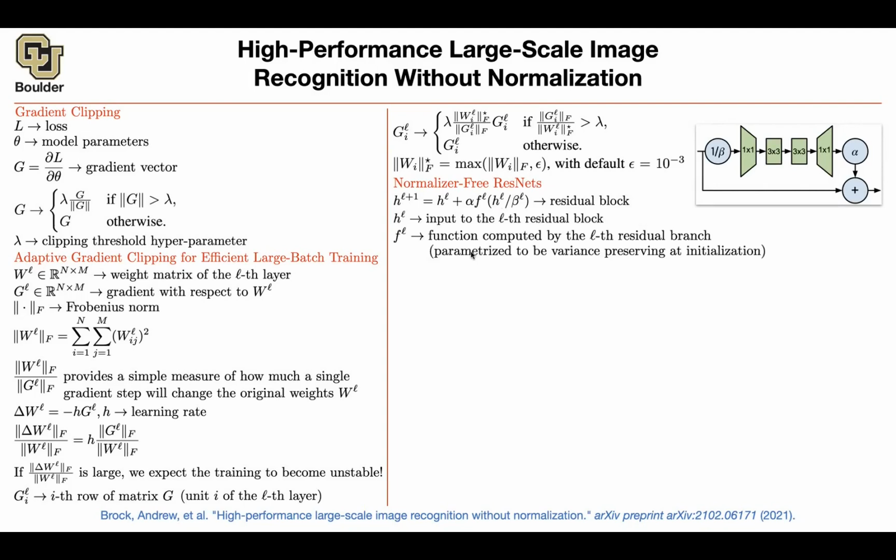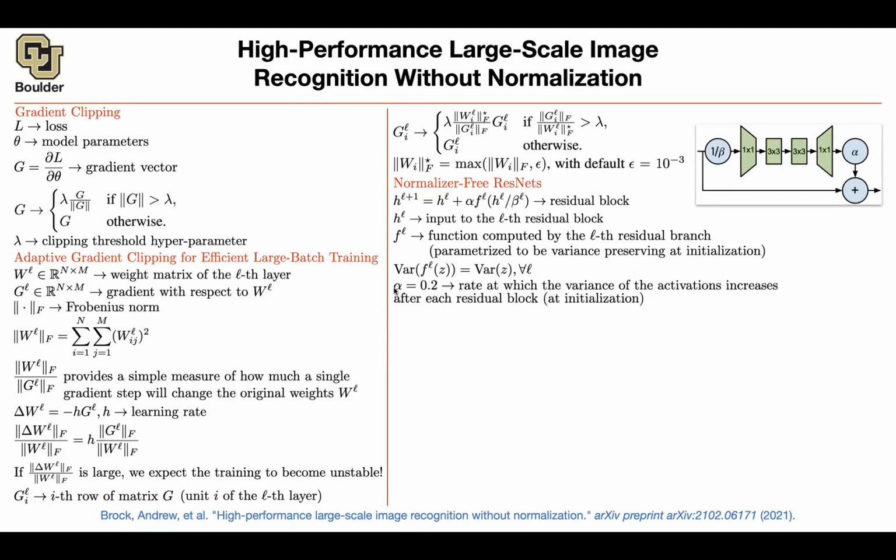What is the catch here? You have a function, f_l, which is this branch, and you want to control its variance. You want the variance of the input to this function to be equal to the variance of the output of this function. This is your objective, especially when you're initializing your neural network. And if you manage to do that, you don't need to do normalization anymore.